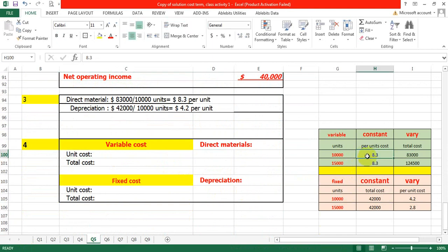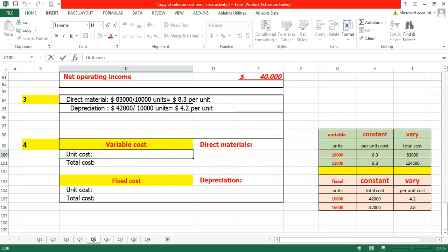Okay, first see this chart, right? When we have 10,000 units, my per unit cost was 8.3, right? I am writing here 8.3. What I got? 83,000. When I increase the units, my per unit cost will be the same 8.3, right? So my total cost becomes 1,24,500. This happens with direct material, because direct material is a variable cost, right? So how will we write the unit cost? First the unit cost is the same. See here the unit cost is the same 8.3. आप इसके आगे लिखेंगे unchanged. This is not changed, right? But the total cost becomes changed.